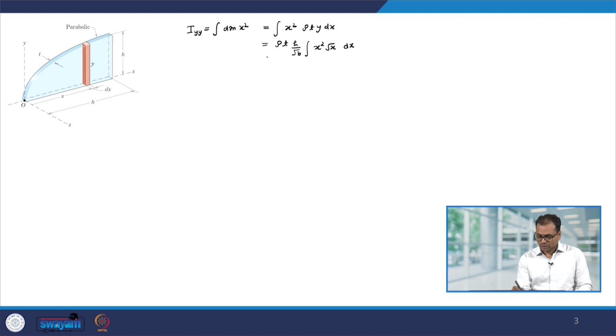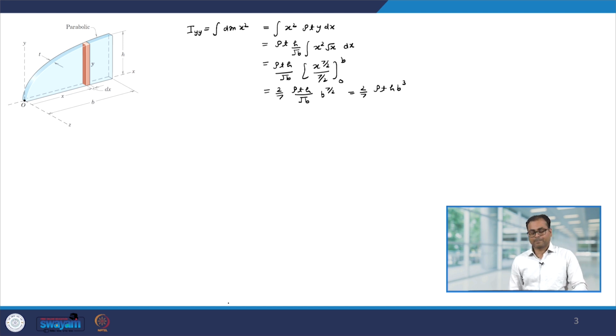Okay. So this will be rho t h over square root b, x to the power 7 by 2 divided by 7 by 2, and the limit will be from 0 to b. So this will be 2 by 7 rho t h over square root b to the power 7 by 2, which is equal to 2 by 7 rho t h b to the power 3.